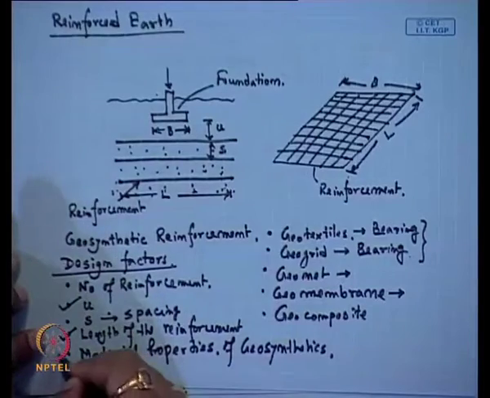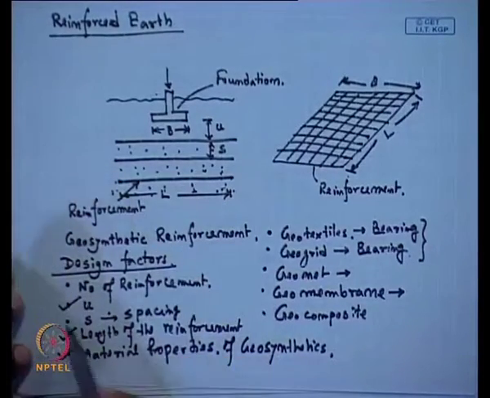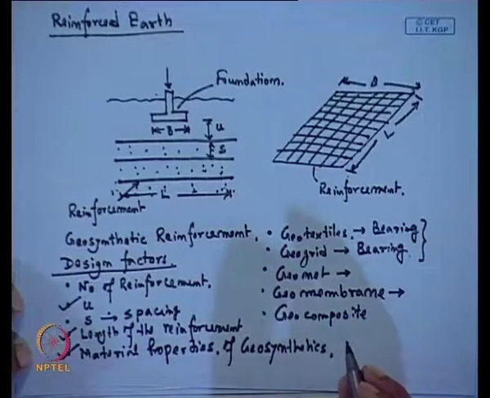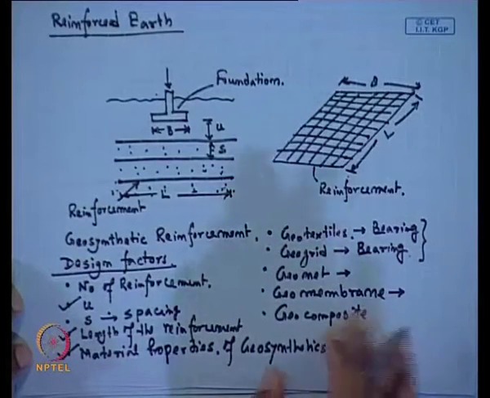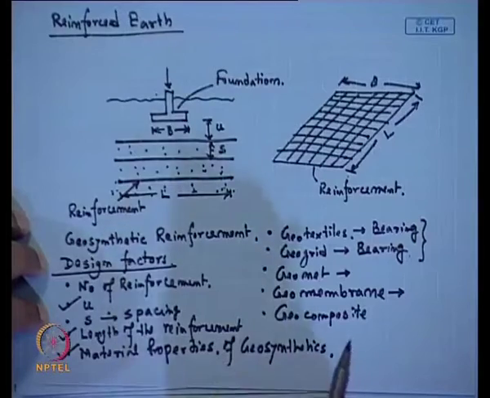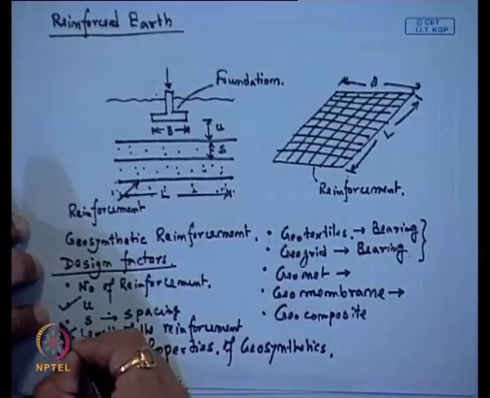The U length should be a sufficient length that you have to provide, such that there is an anchorage of the reinforcement, otherwise this reinforcement will move along with the soil. Then the material properties: we have to choose the geosynthetic such that it can sustain the induced strength. Another is the spacing also.